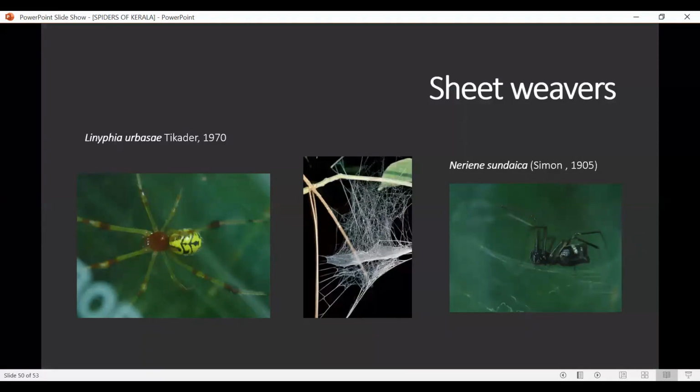We have to check in the litter. We have to check in the bark. So unlike Salticidae, we cannot easily collect or identify linyphids. That is one reason maybe that very few species of linyphids are discovered. Worldwide, more than 4,600 species of linyphids belonging to 617 genera are discovered.